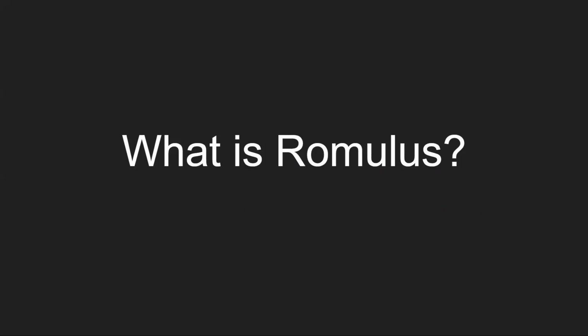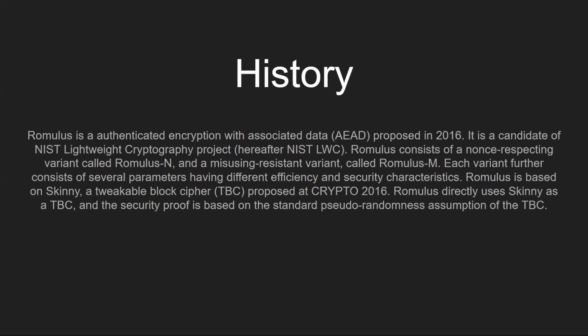So what is Romulus? A little bit of history: Romulus is an authenticated encryption with associated data scheme. It was proposed back in 2016, and it is still a candidate of the NIST Lightweight Cryptography Project. Romulus consists of a nonce-respecting variant called Romulus-N and a misuse-resistant variant called Romulus-M. Each variant further consists of several parameters having different efficiencies and security characteristics.